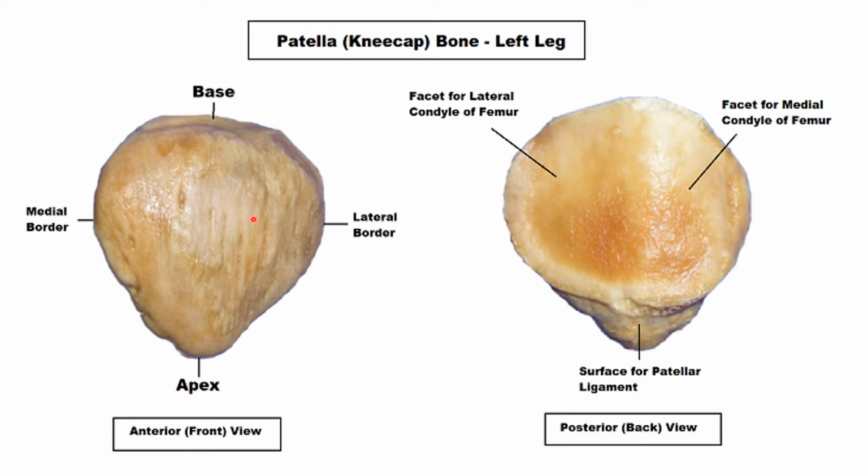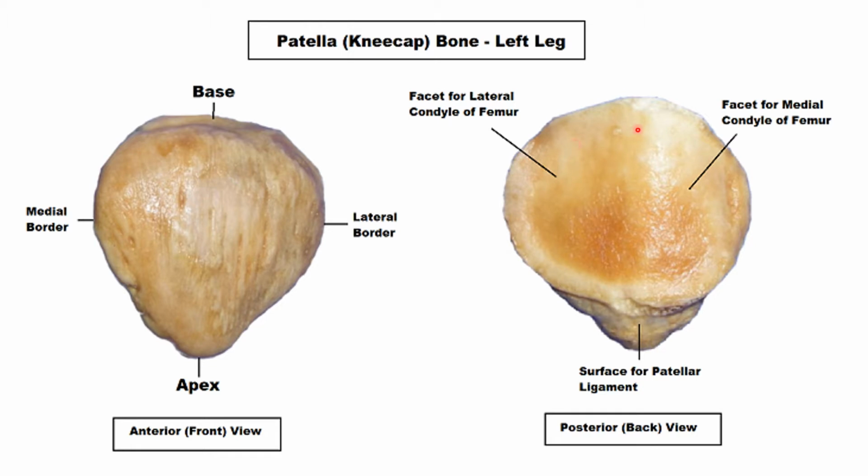So the superior border, also known as the base. The inferior part of the bone shows a downward projection. So this is known as the apex of the patella. So the anterior surface is rough. It can be felt through the overlying skin.